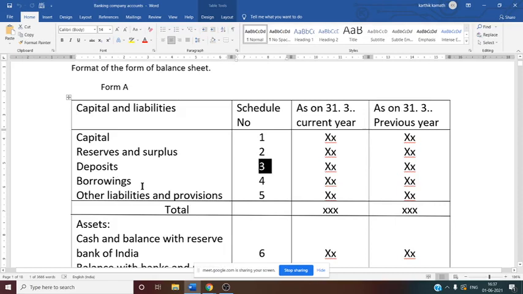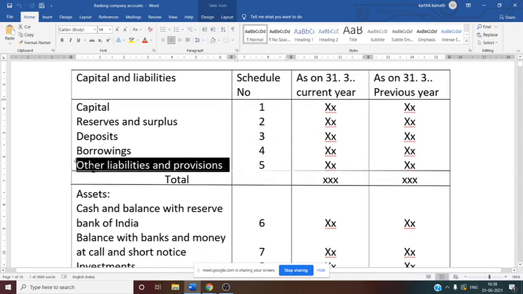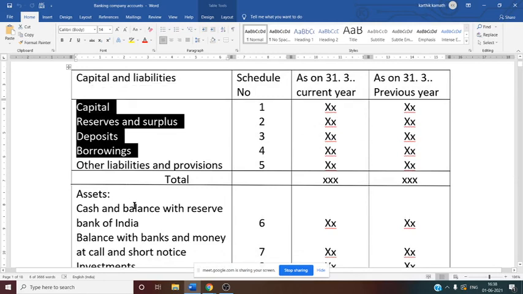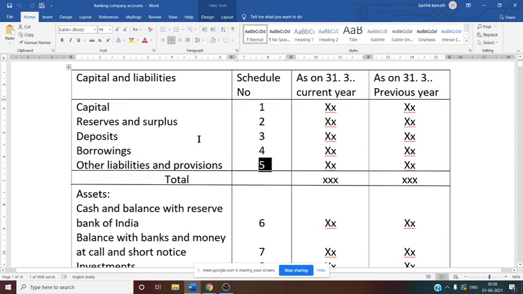Then borrowings. Borrowings are again a liability. Borrowings from banks: suppose there is one bank, XYZ Bank, which has borrowed money from ABC Bank. That you have to write here. Borrowings, schedule number 4. Then other liabilities and provisions. All those items which do not belong to these 4 categories, capital, reserves and surplus, deposits and borrowings, you can enter here as other liabilities and provisions, schedule number 5. You can write the amount as on 31/3 of the current year and previous year, if given.